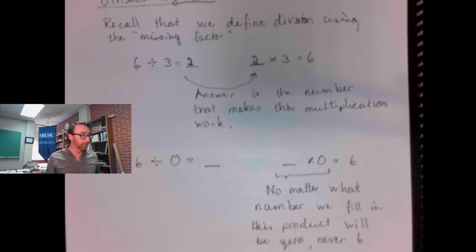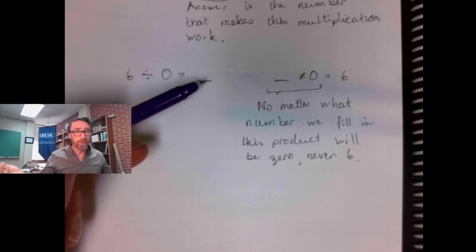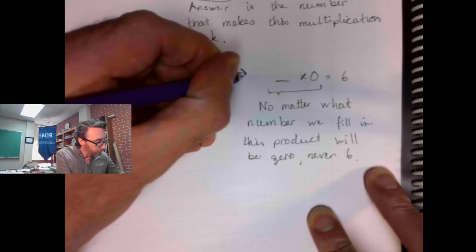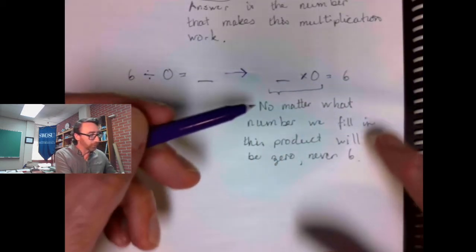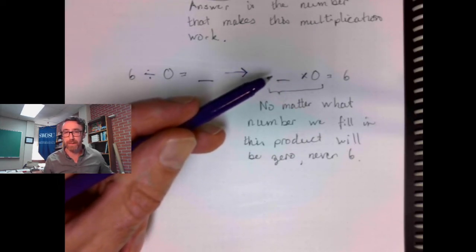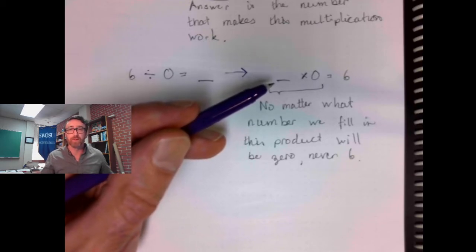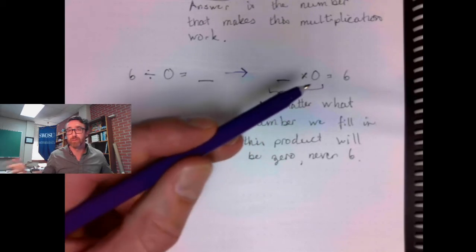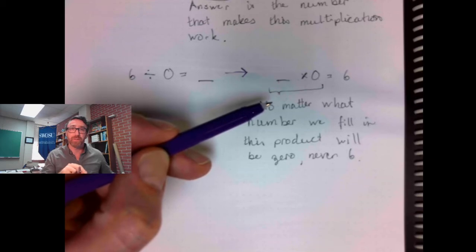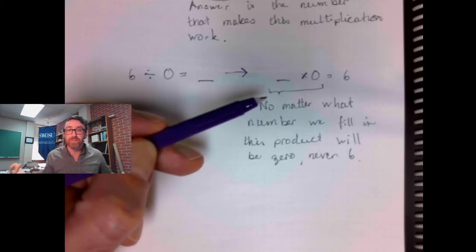So let's go here and think about this problem. 6 divided by 0 is what? Well, I go to the missing factor interpretation. Blank times 0 equals 6. The only problem is, no matter what number we fill in for the blank, the product on the left-hand side will always be 0. It will never be 6. So there is no number that we can fill in that will make this multiplication statement true. So division by 0 is undefined for that reason.